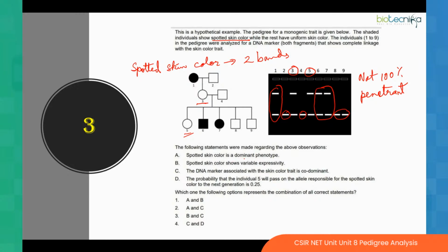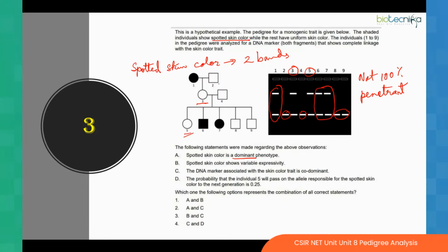Spotted skin color is a dominant phenotype. Okay, so is it a dominant phenotype? What is the characteristic of a dominant phenotype? That it will never happen that the individuals have the trait, but none of the parents have it. Okay, an affected individual always has at least one affected parent.